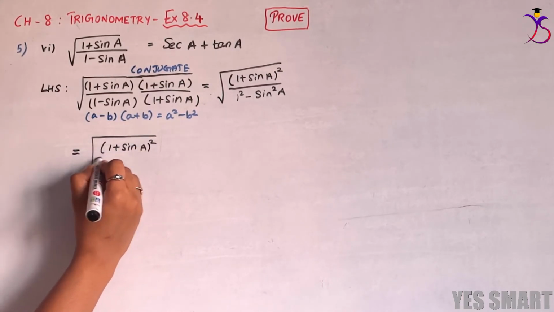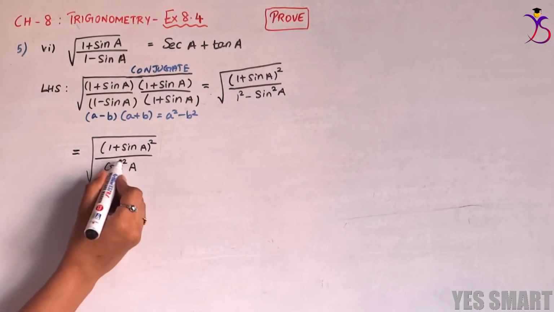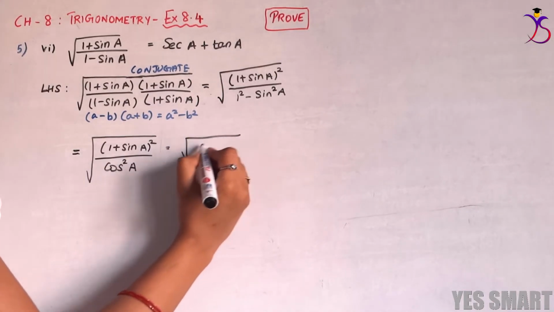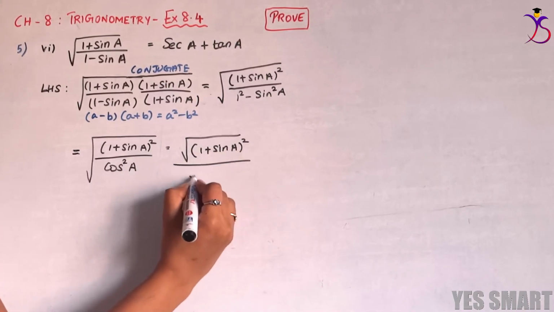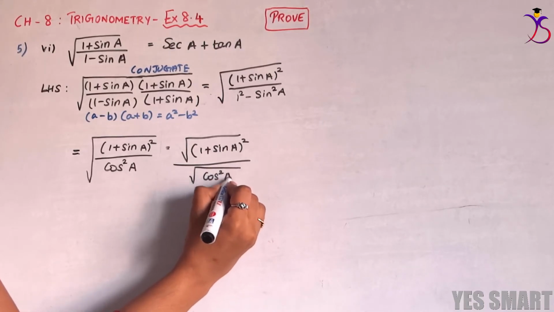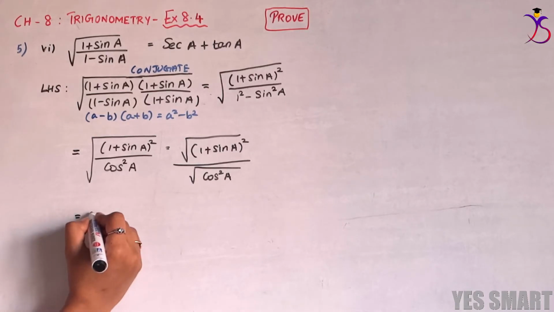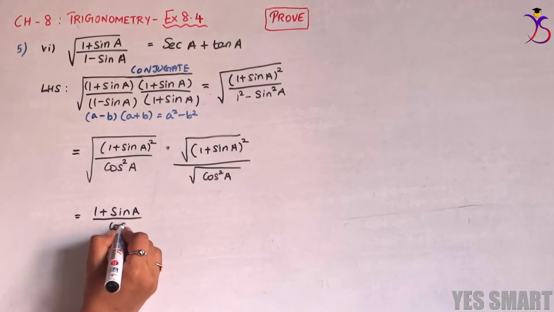In the denominator, 1 square is 1, 1 minus sine square A is cos square A. So I'm just writing cos square A in the denominator. Now I'm just going to split the square root to the numerator and denominator. Therefore this is equal to square root of 1 plus sine A the whole square divided by square root of cos square A. Now the square and square root in the numerator and the denominator get cancelled. Therefore we will have 1 plus sine A by cos A.